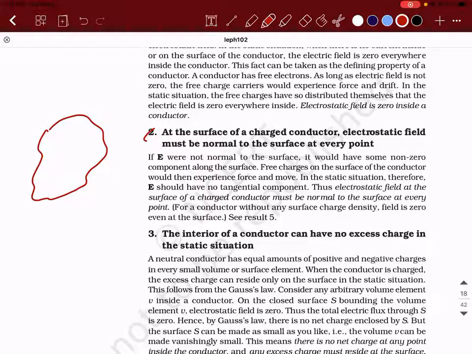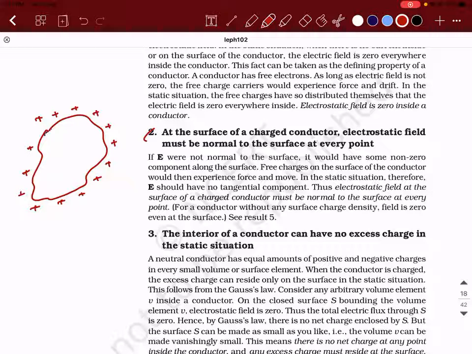I'll tell you in the next context, but remember that this excess charge that you give will always sit on the surface of the conductor. Why is it happening? You will see it in the next point. The interior of a conductor can have no excess charge in the static situation. So as of now, accept the fact that all the excess charge you give is going to sit on the surface of the conductor. Are you able to understand?